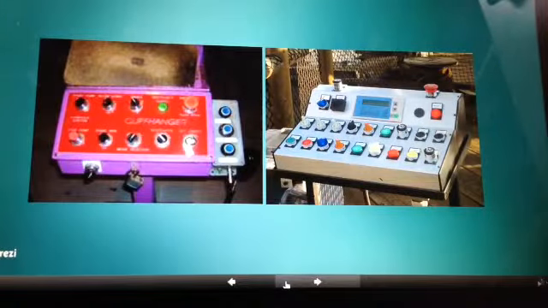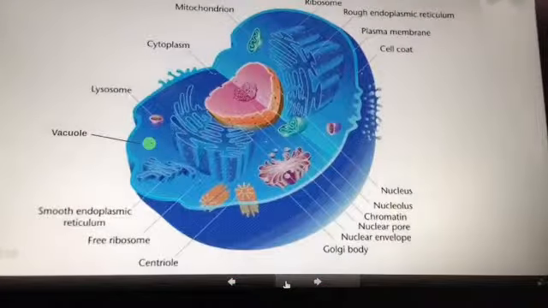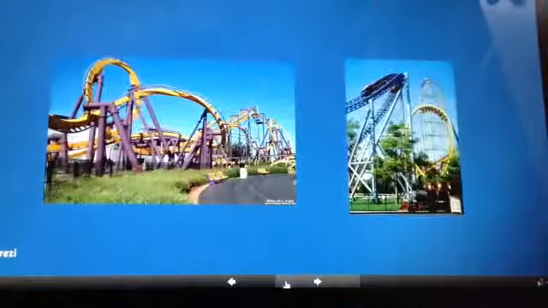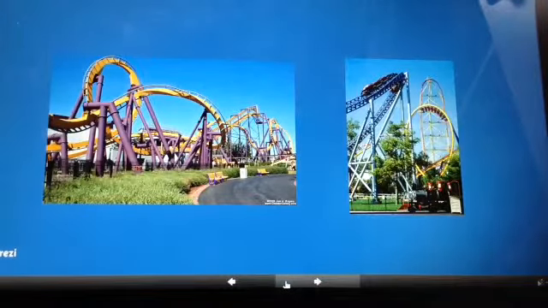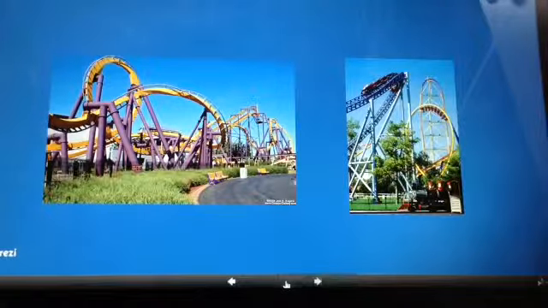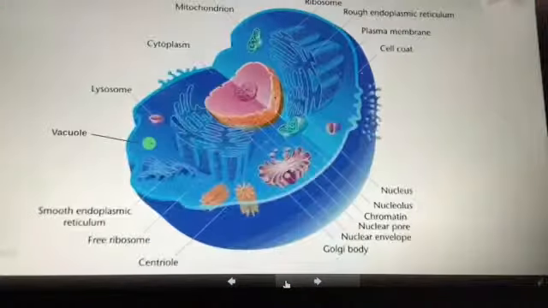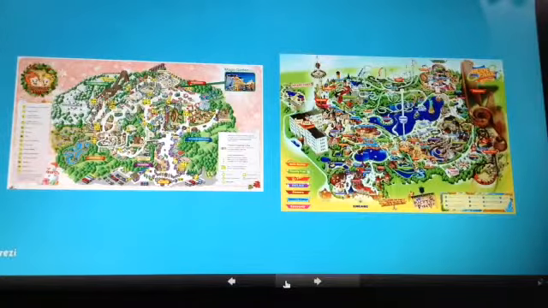The electric controls can be compared to the mitochondria because it gives off energy and is the power. The roller coasters in the park are much like the endoplasmic reticulum because it transports proteins throughout the cell. In this case, it would transport the people around the park. The cilia is the grease on the roller coasters, which helps the movement of the rides. The park map is the chromosomes. They both contain all of the information.